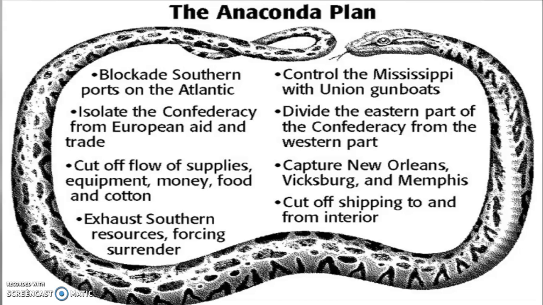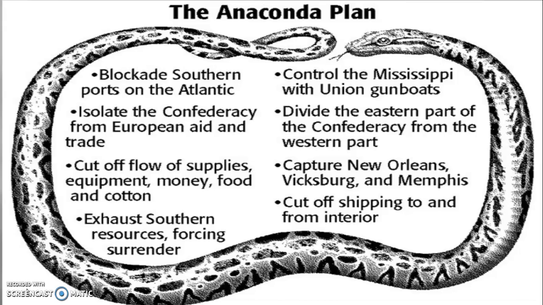So the Union Navy occupied the southern ports on the Atlantic. They would isolate the Confederacy from European aid and trade by, again, putting a blockade across the eastern Atlantic as well. So, Union ships plied the Gulf of Mexico as well as the coastline, designed to keep the Confederacy from getting in food, manufactured goods, or weapons from Europe or anywhere else in the world. It also cuts off the flow of supplies, equipment, etc. It also prevents the South from exporting its cotton, which is the source of its income.